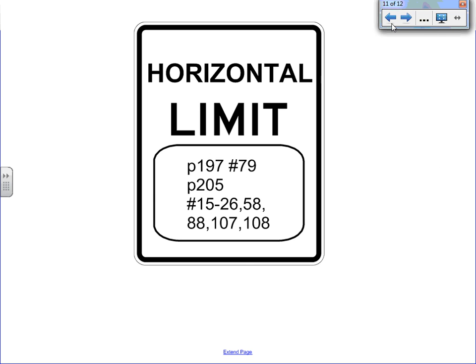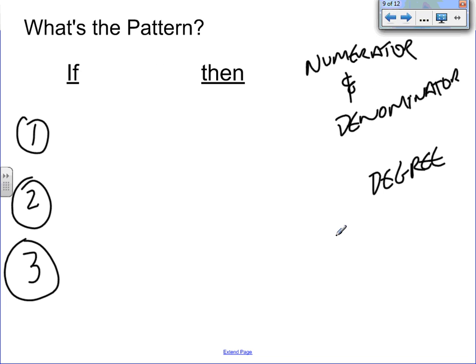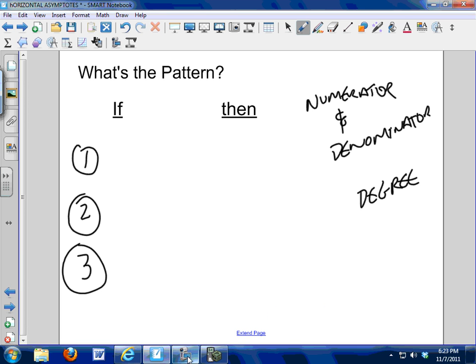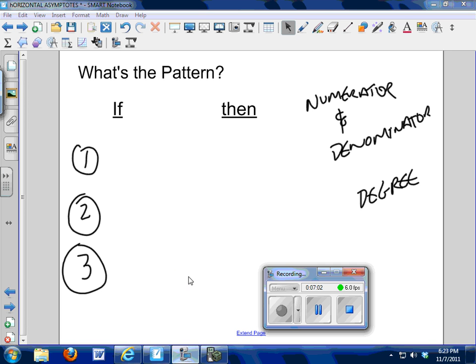Okay, oops, I didn't want you to see that. Oh, there you go, a little limit sign. There's that, and that's it. Horizontal asymptotes in a nutshell in probably a few minutes or less. What do we got? 7 minutes.